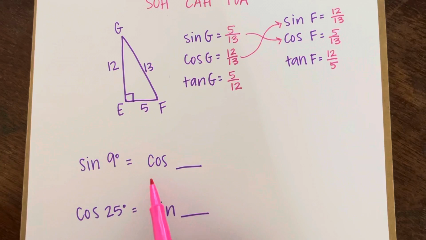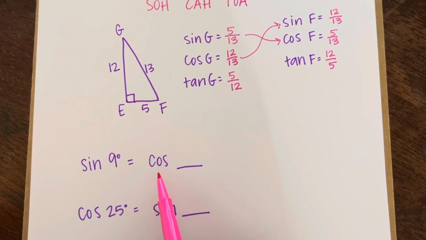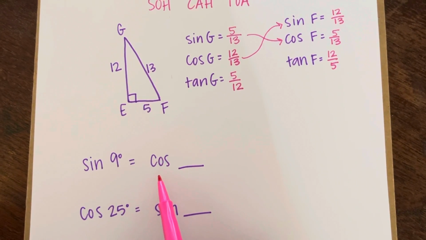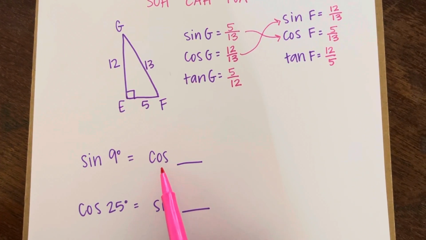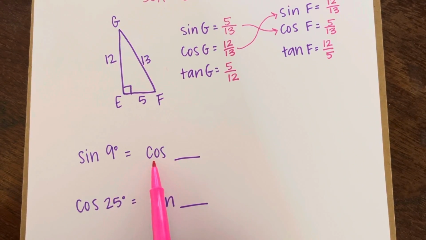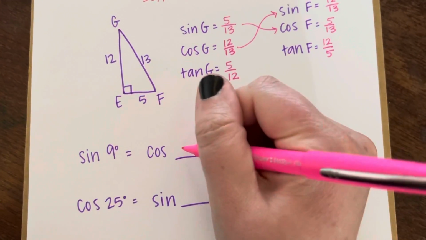In order to do that, every time you will just subtract from 90, because your two acute angles for a right triangle need to be complementary, meaning they need to add up to 90 degrees. So the sine of 9 would equal the cosine of the other acute angle. You would do 90 minus 9, which is 81.